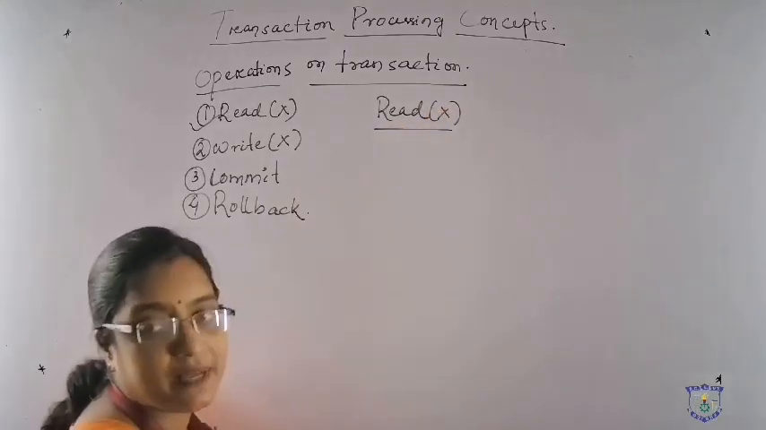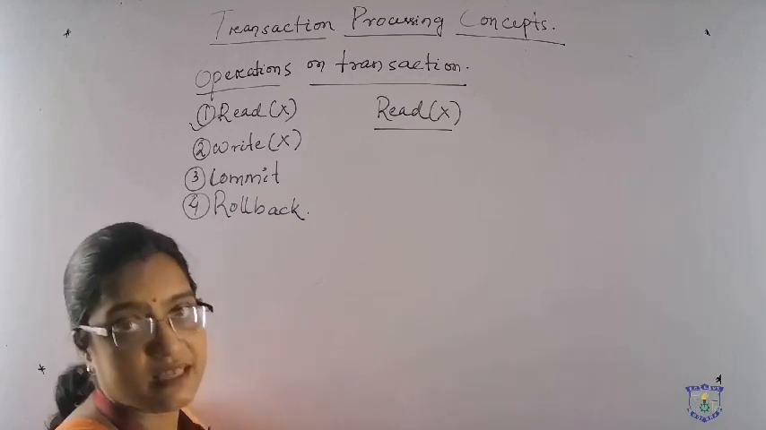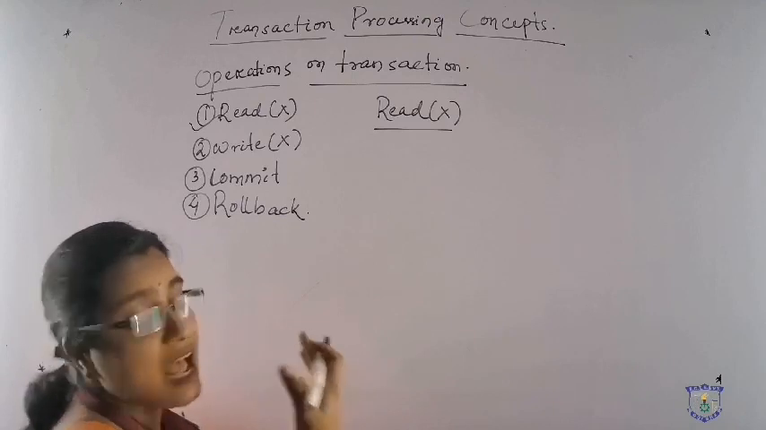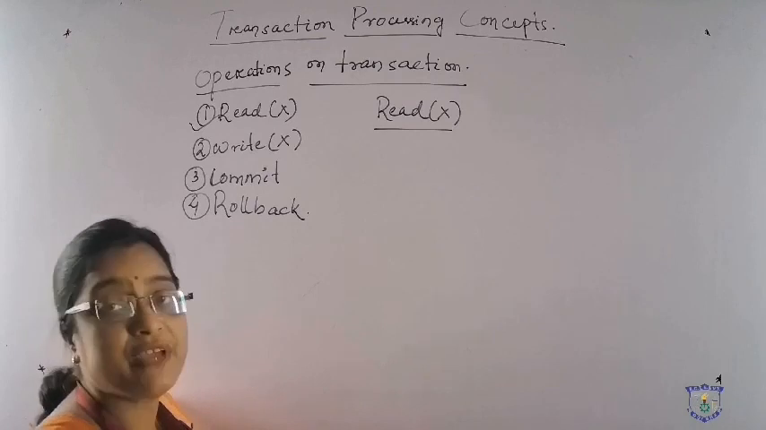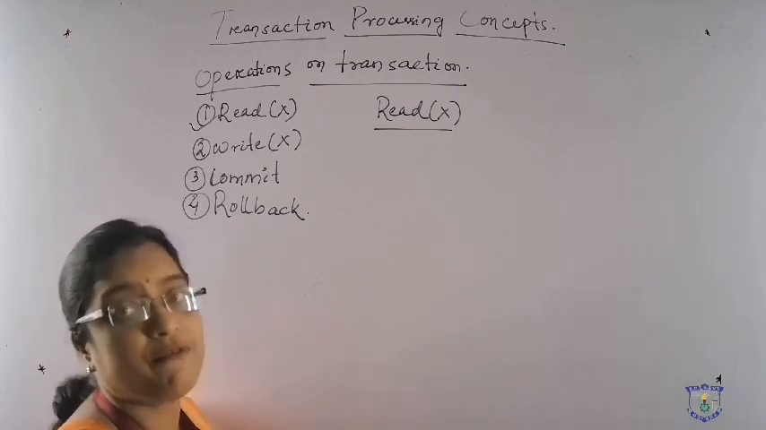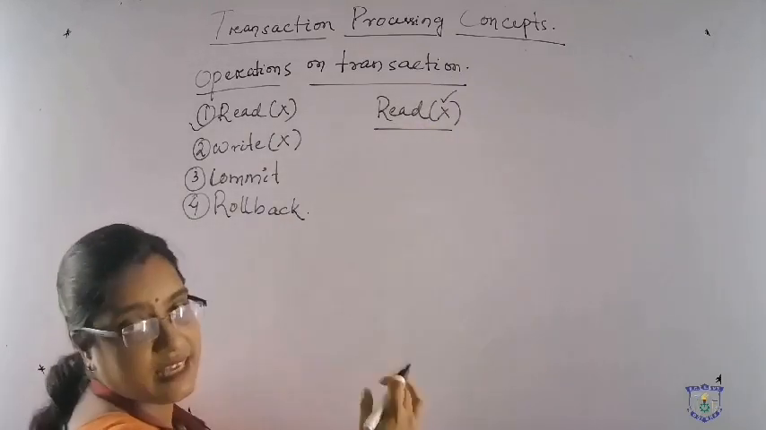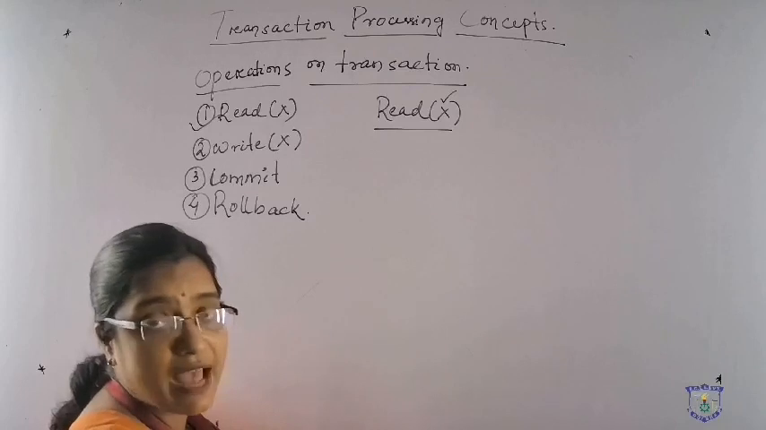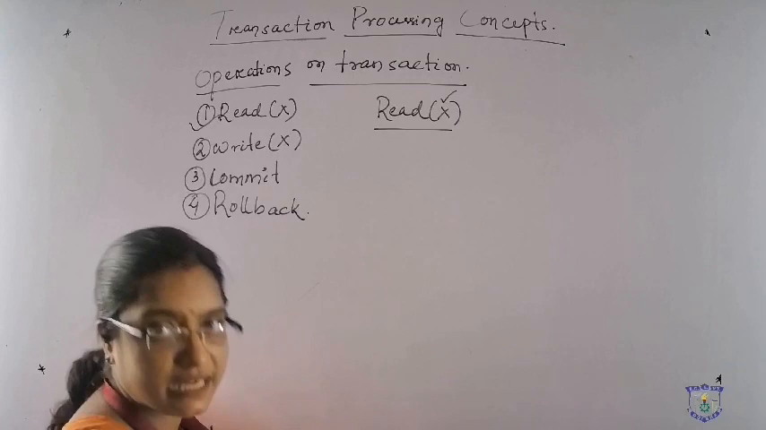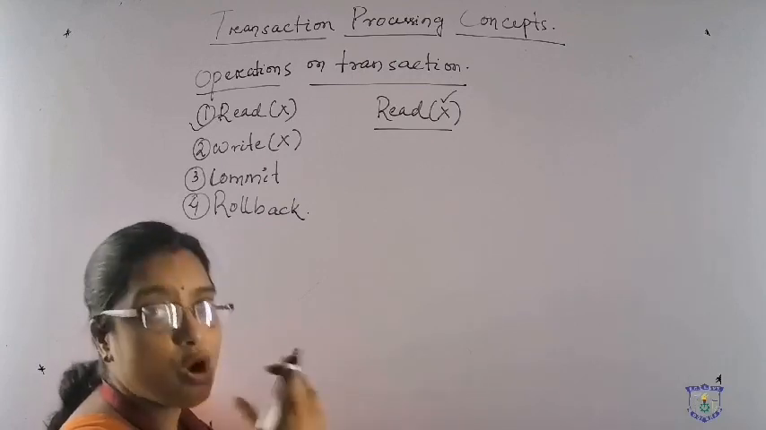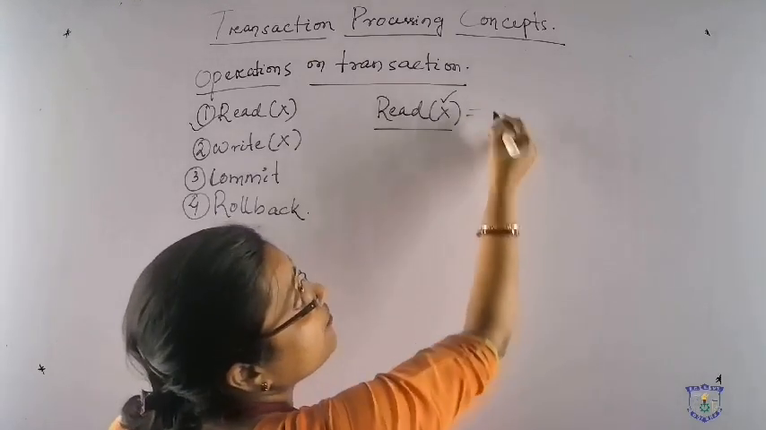What do you mean by read operation? Students, reading means reading the data which is stored in the database. What data has already been stored in the database, we have to read that data and save it in the local buffer of the main memory. Here we have taken the data as X. This is the value of the data. Where is that value stored? That value is stored in the database. We have to read the value from the database and store it in the local buffer of the main memory.